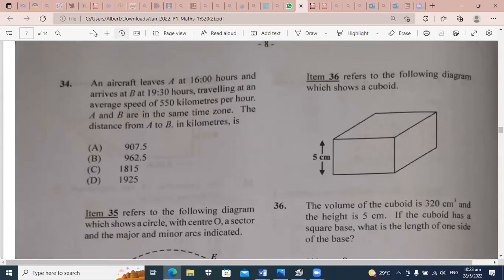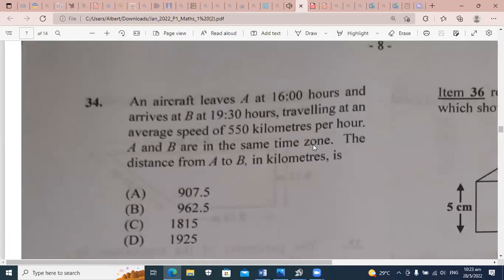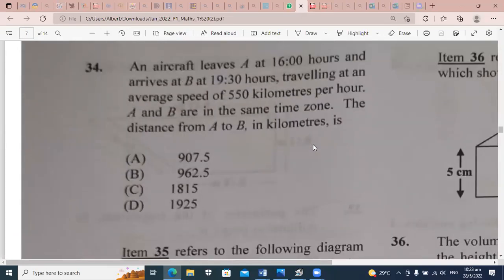Look at 34 for me. See if you can figure that out, please. You're going to use the formula for speed. Average speed is equal to distance traveled divided by time taken. So we can figure that question.